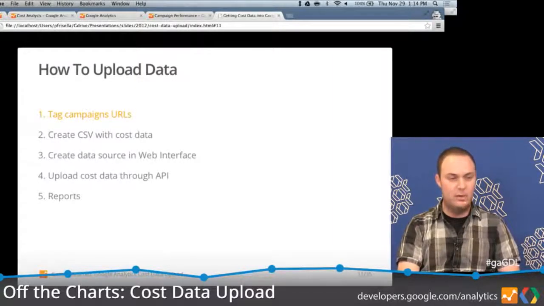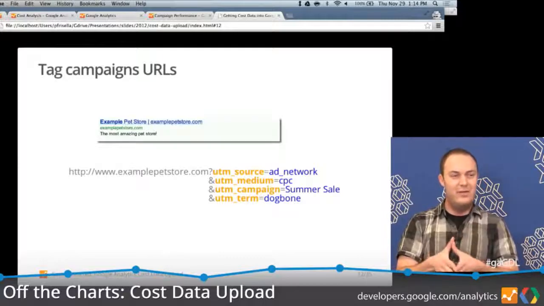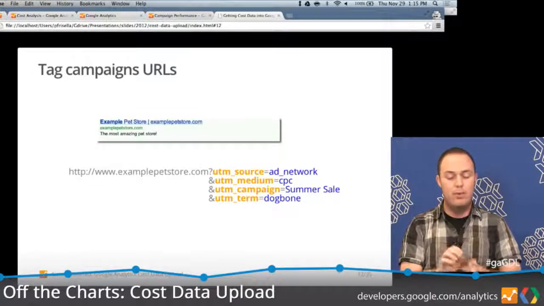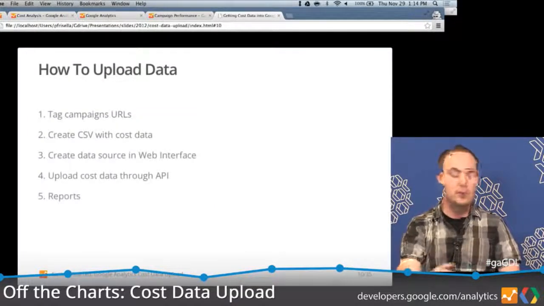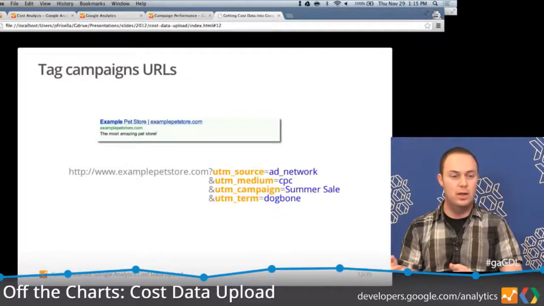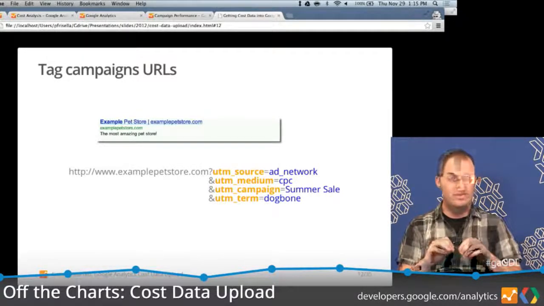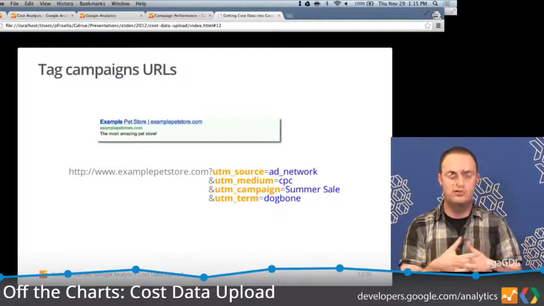Let's start with tagging campaign URLs. The primary benefit of this feature is that you're able to join the user interaction data that's already in GA with the cost data that might sit somewhere externally. Bringing those two together is the huge benefit here. But in order to do that, it's important that you use campaign tracking parameters. You should be doing this anyway. The important part is that the values you use as part of the campaign tracking parameters have to match the values that you're uploading through the cost data upload feature. I'll explain in more detail what this means, but basically, if they match, they'll get joined together.